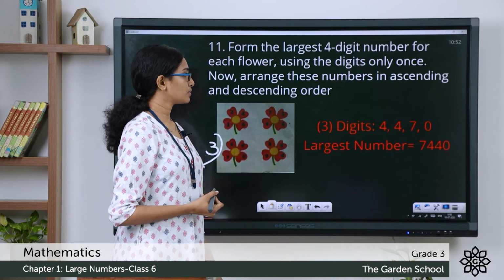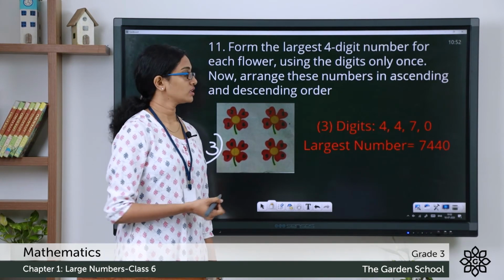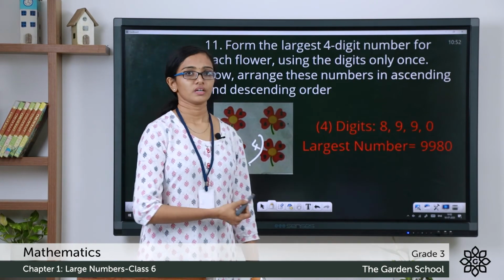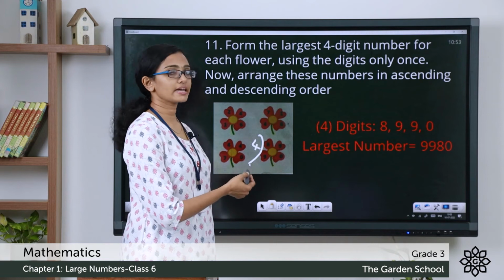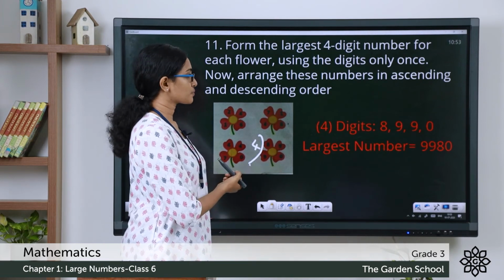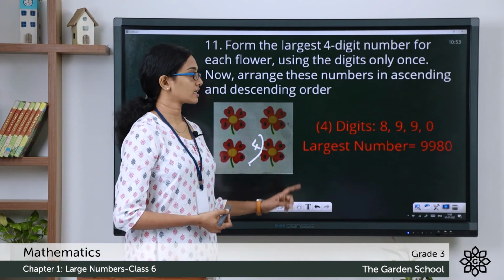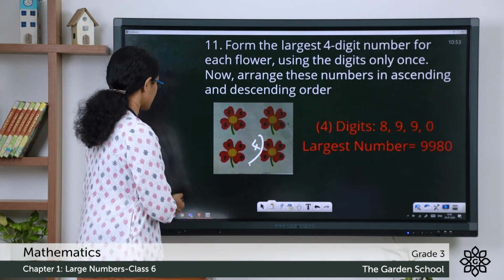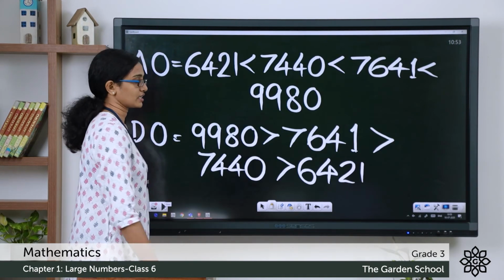So arranging these numbers in descending order will give you the number 7440. Here the digits are 8, 9, 9, 0. The largest possible number with these digits is 9980. So now let's arrange these numbers in ascending and descending order.